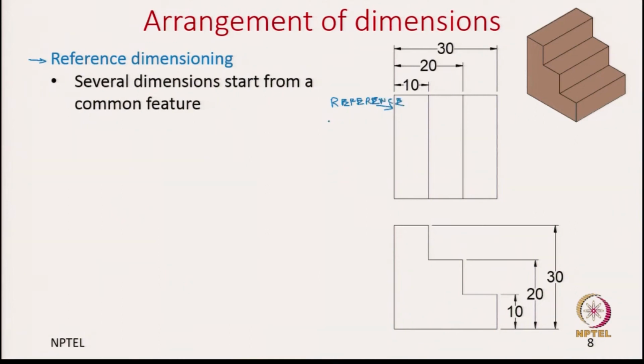It has many other names, maybe you can name it as datum or reference line. Essentially you can see all the horizontal dimensions are made using this reference line. So, for 10 it starts from this reference line and goes to the feature, and even for this dimension of 20 it starts with this reference line and goes to the feature, and similarly for this 30 it starts with this reference datum. Similarly, again for these vertical dimensions we use this bottom edge as the reference or the datum.